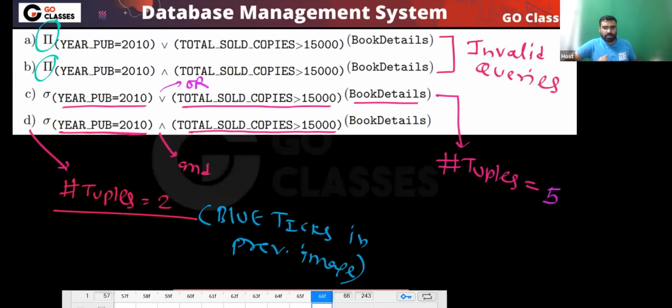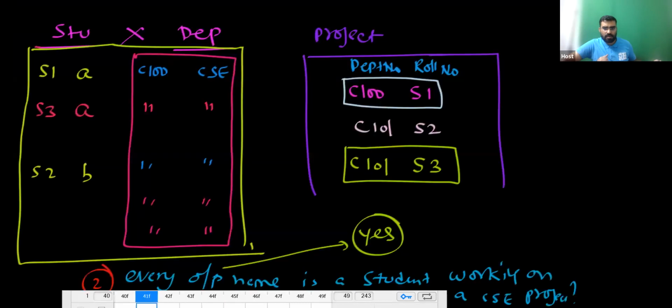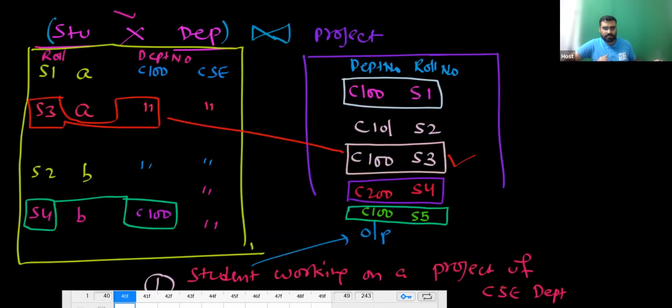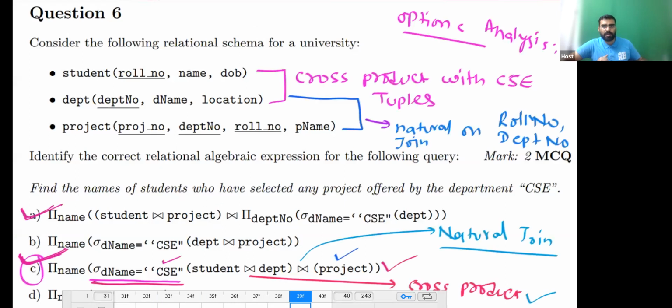Okay, so let's come back to that question. Tell me here, option C. How are A and C different? They are different queries. Here you are doing the natural join with project, then you are doing the natural join with department. Here you are doing the natural join with department, then you are doing project. So the queries are different, but they are equivalent. They both are giving the same answer.